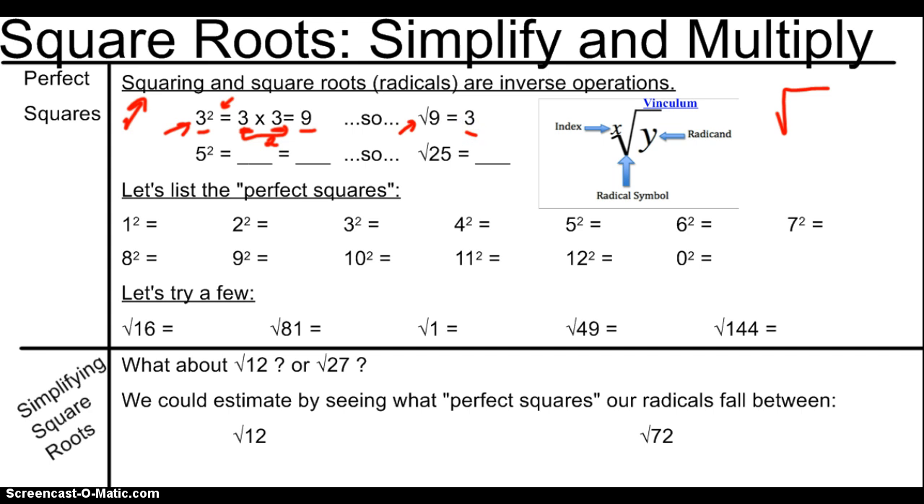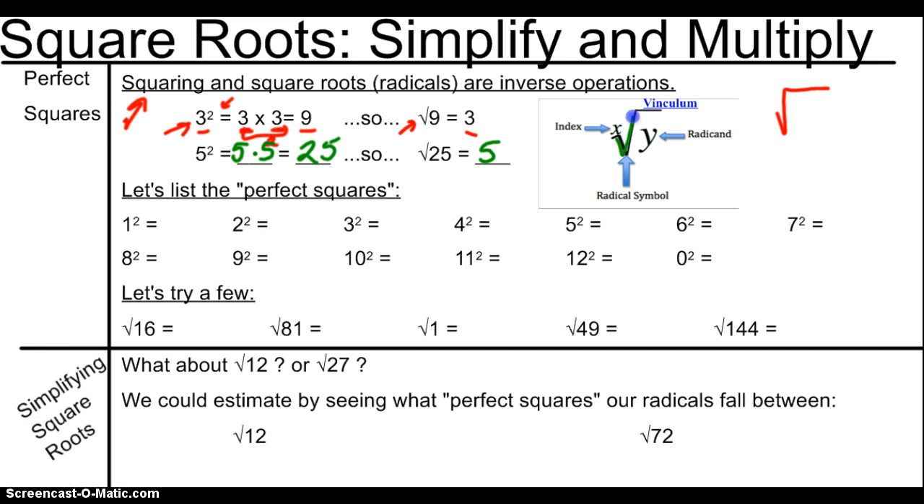Now 5 squared, since it's squared, it means it's multiplying by itself. It's 5 times 5, which is 25. So the square root of 25 would be 5. It's that inverse operation. A few quick vocabulary notes.